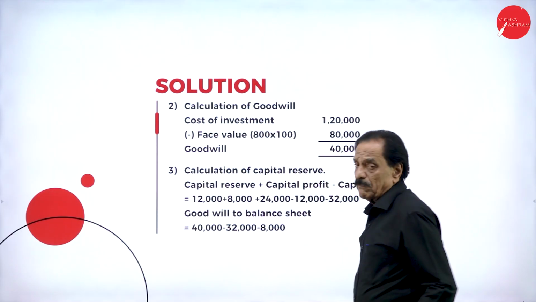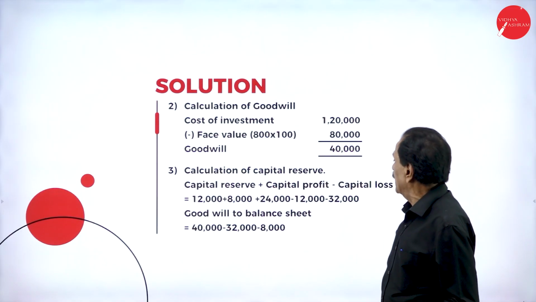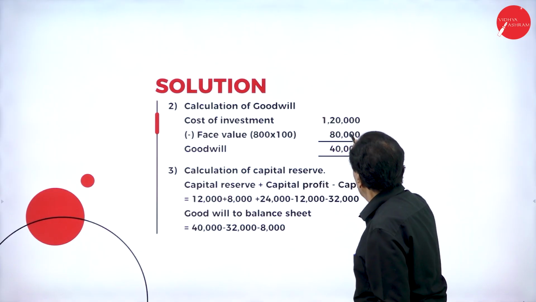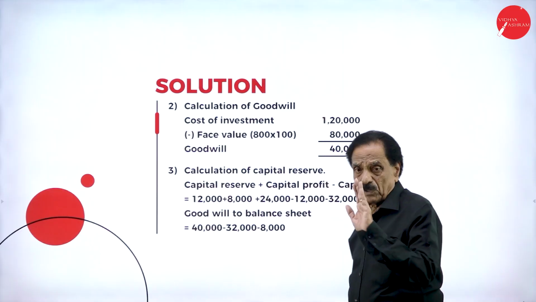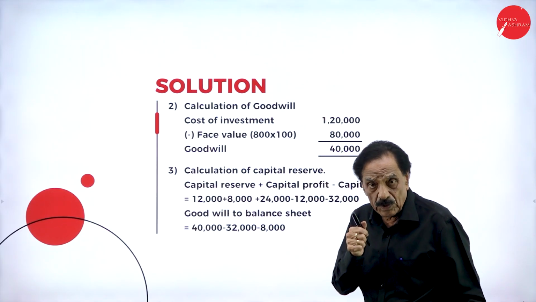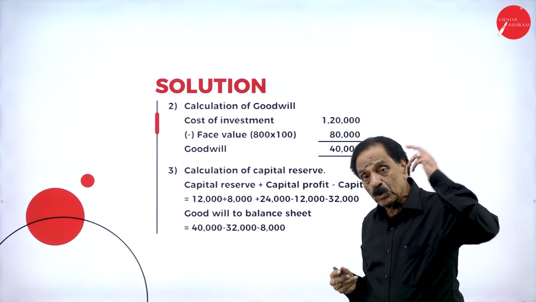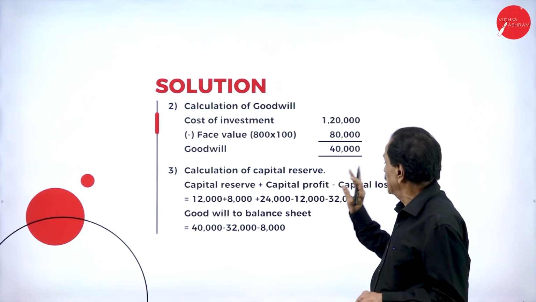Cost of investment, we paid how much money? 1,20,000 for how many shares? 800 shares. The real value is how much? 80,000. How much more? 40,000, which is considered as goodwill. Actually, you have to pay 80,000, but he paid 1,20,000. How much paid more? 40,000 is considered as goodwill.